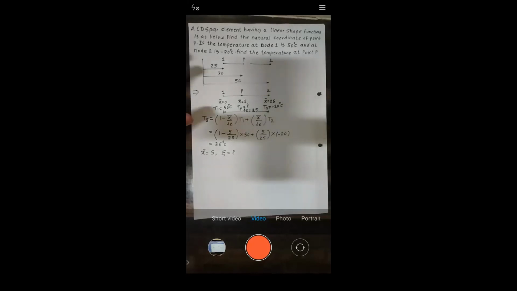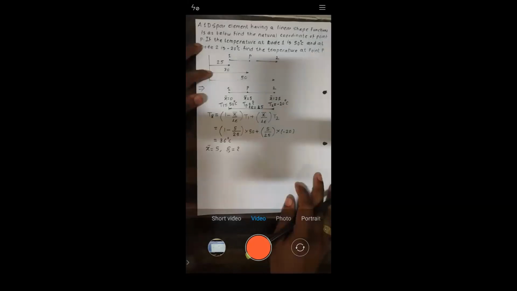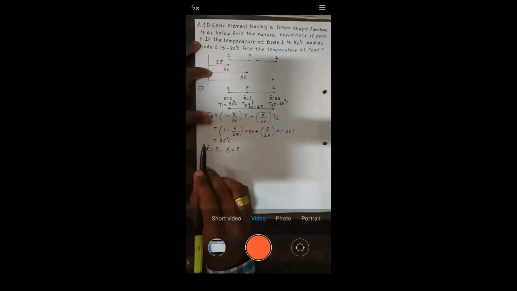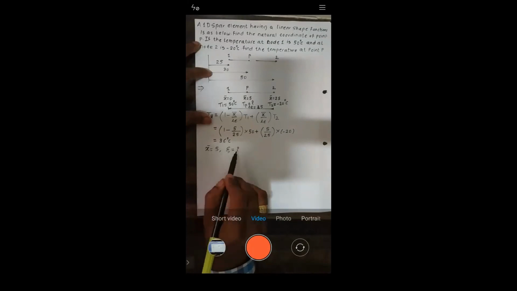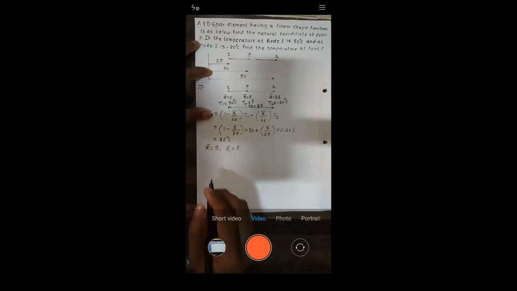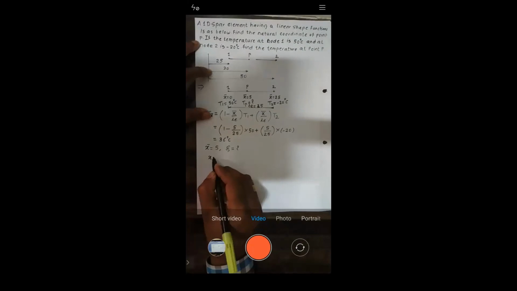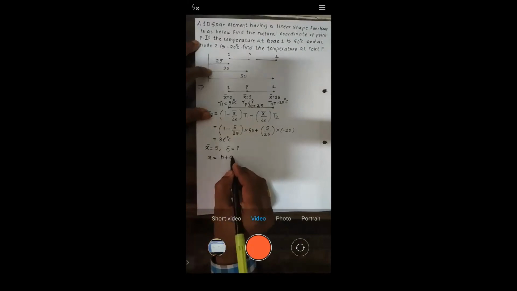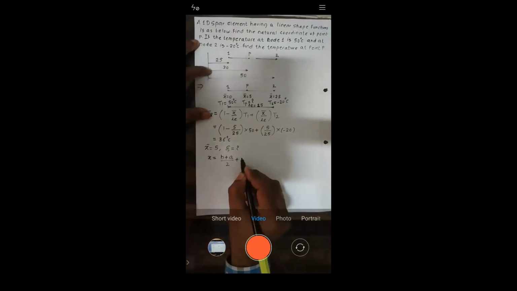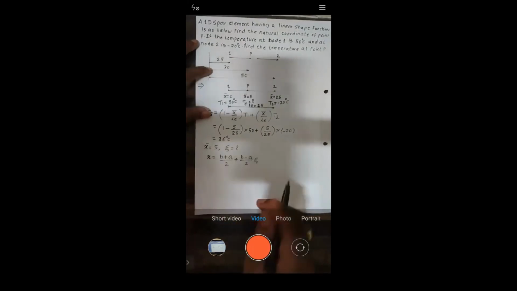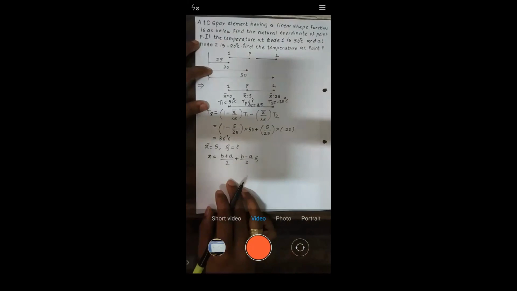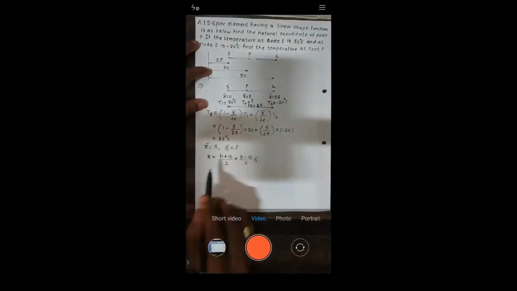So now see, X bar is equal to 5. That means how much is zeta? So there we require one conversion. That formula is given by X is equal to (B plus A) by 2 plus (B minus A) by 2 zeta. This formula you don't know, how to convert X into zeta or zeta into X. So the formula for X is (B plus A) by 2 plus (B minus A) by 2 zeta.